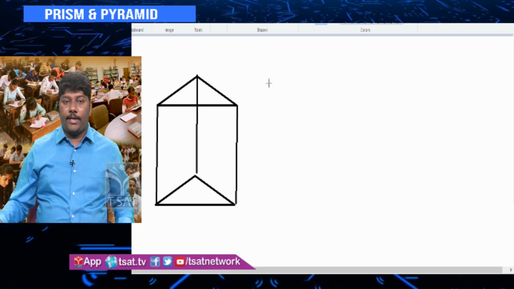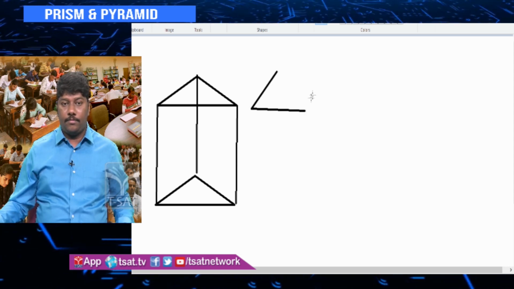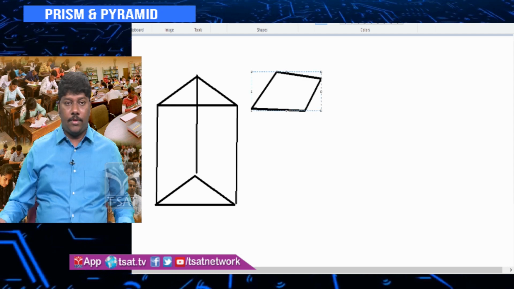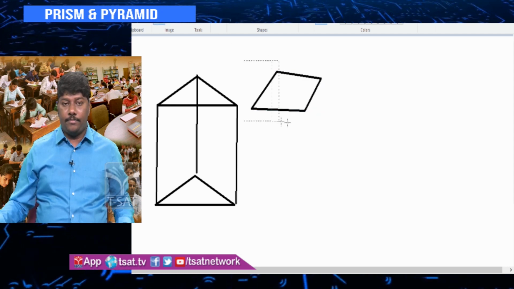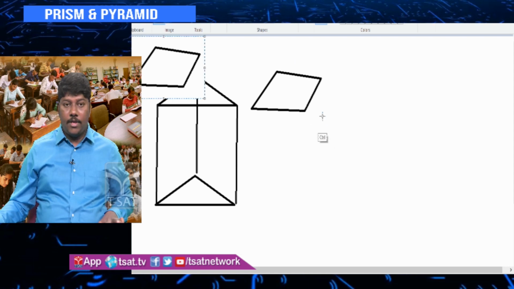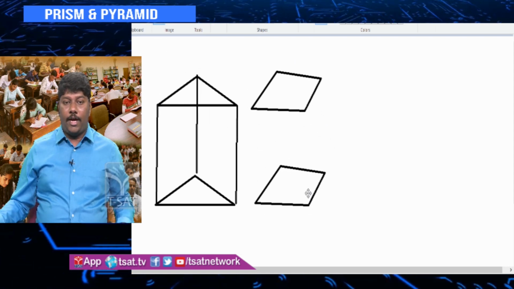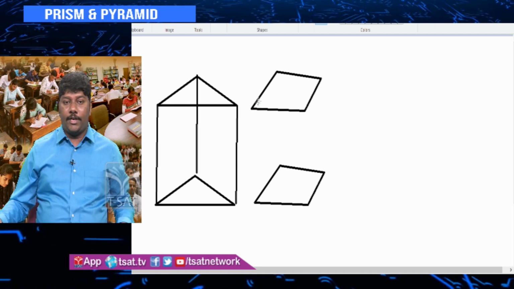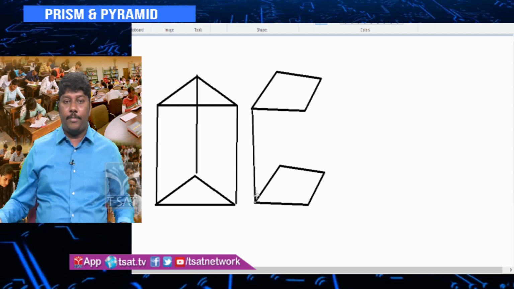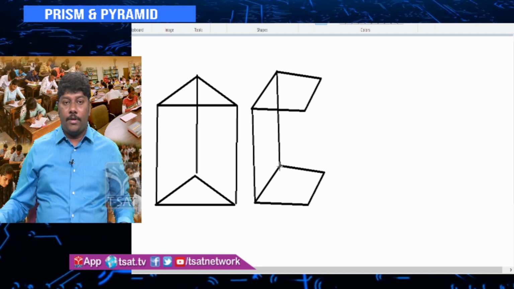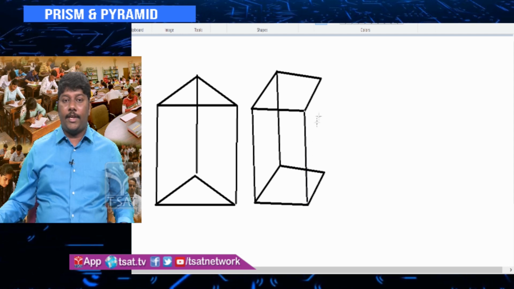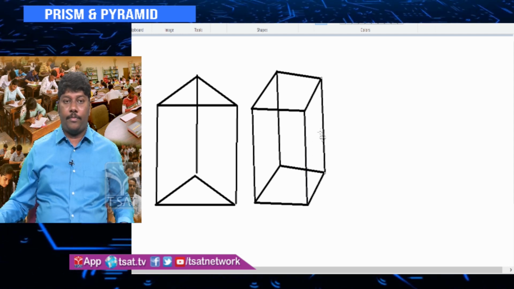If I take a quadrilateral, so here I have taken a quadrilateral, it is a four-sided polygon. So both top and bottom surfaces are quadrilaterals. So you call it a quadrilateral prism. So I am joining these quadrilaterals using rectangular surfaces.